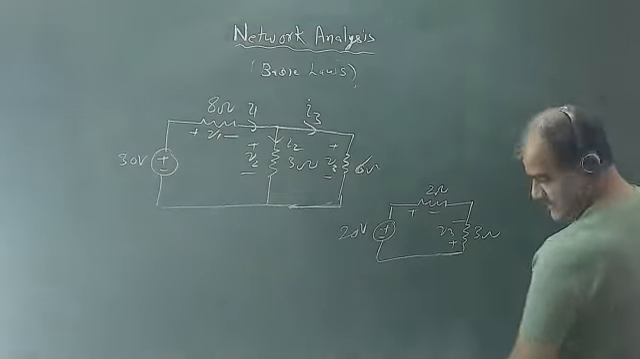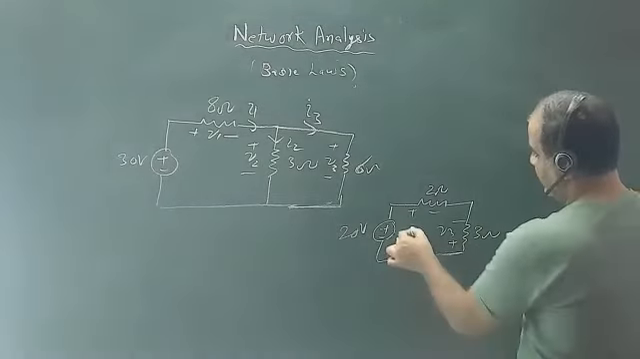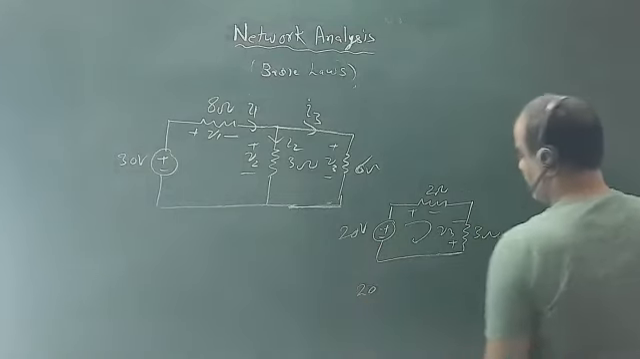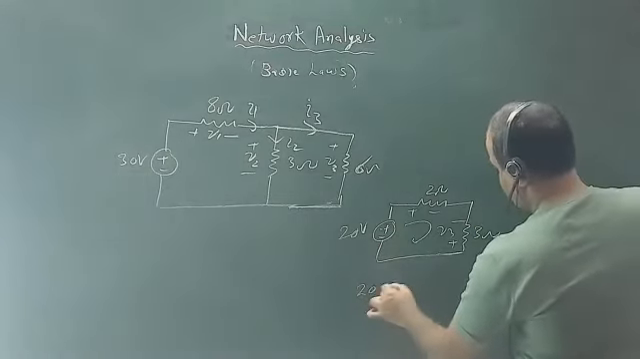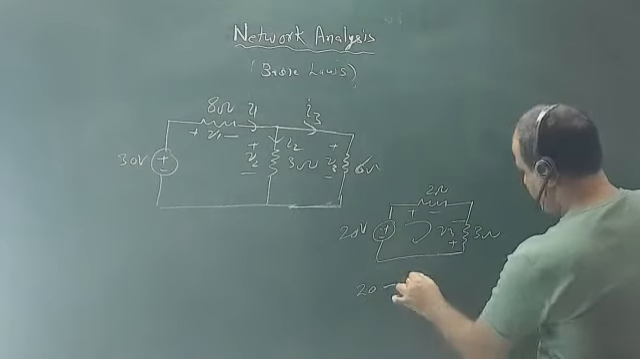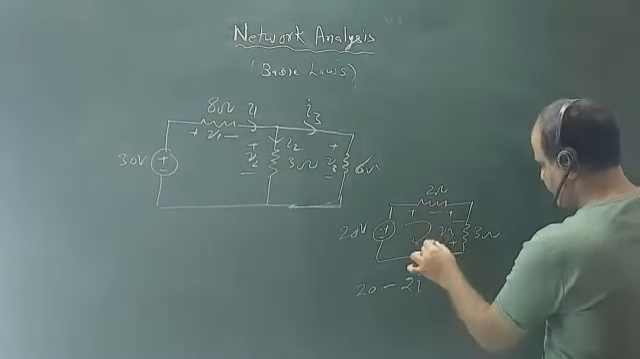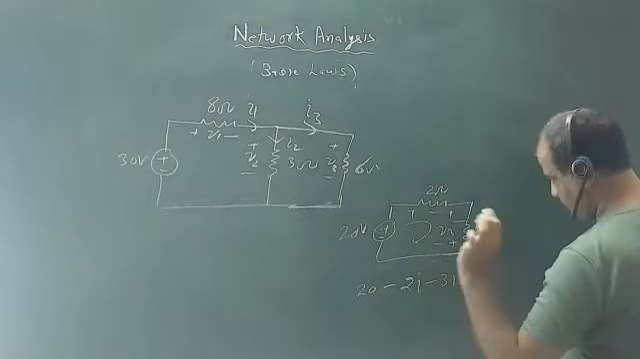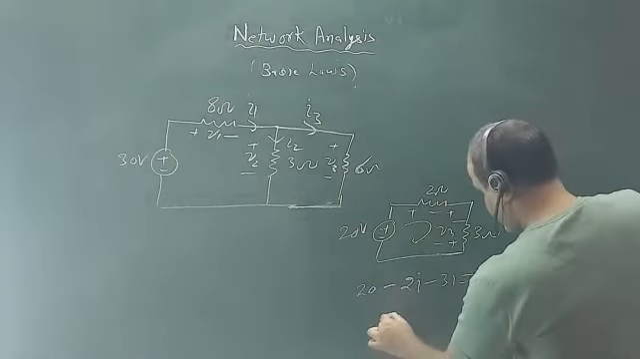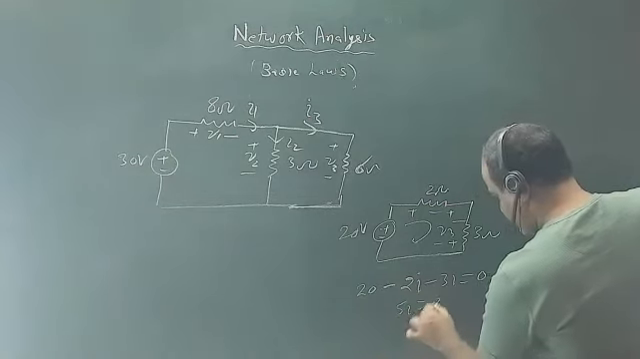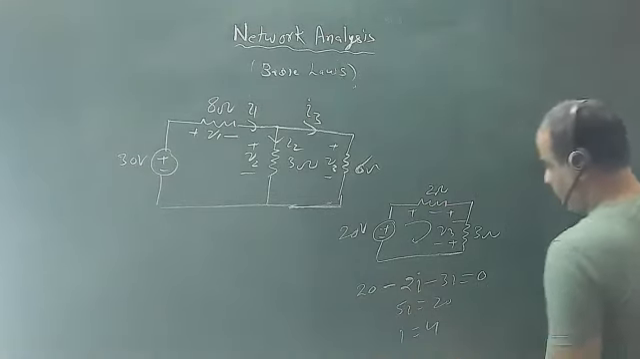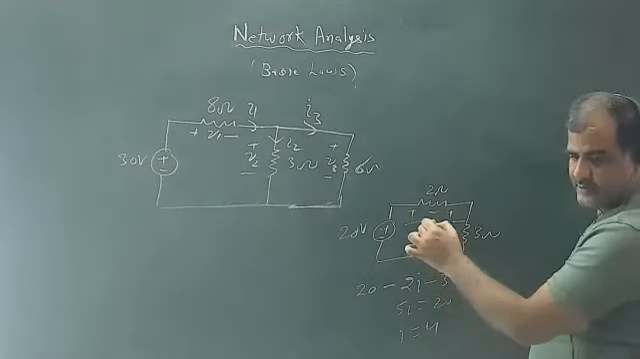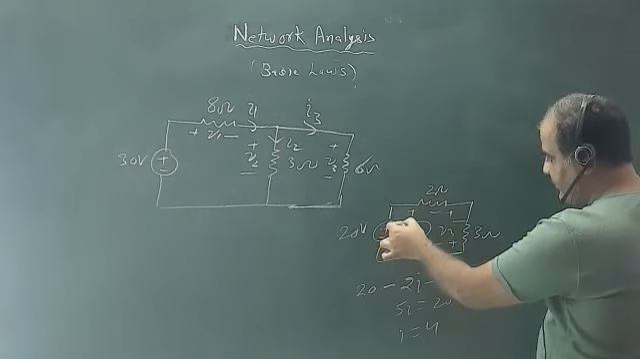So let it be like this. If you want to apply in this way, you apply your own current. Say this is 20, then this is minus 2i. Say this current is coming, this is positive, this is negative, so this will be minus 3i equal to 0. From here you can get 5i equal to 20, so i equal to 4.